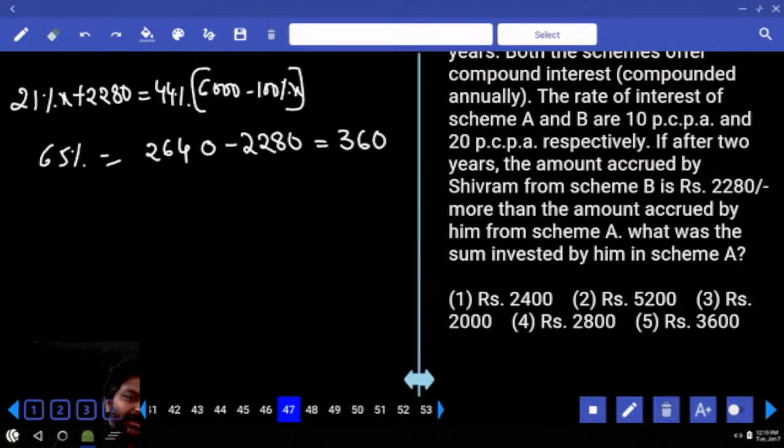Amount difference. Then it will be 121. It is 144. Yeah, 65% value is going to be 6,000 more, which is equal to 8. Got it right?